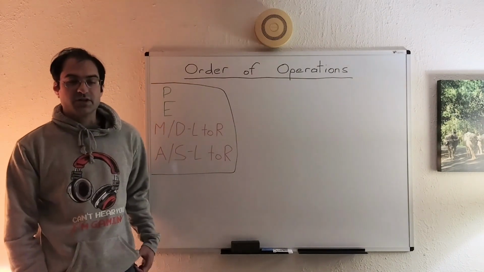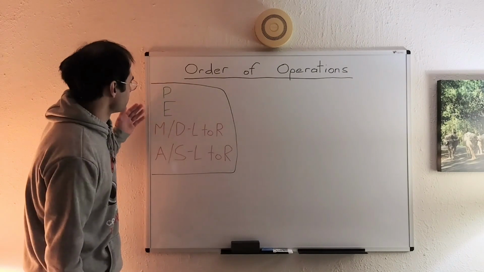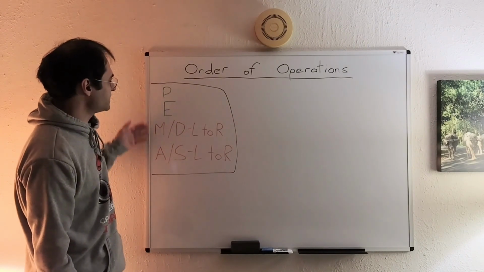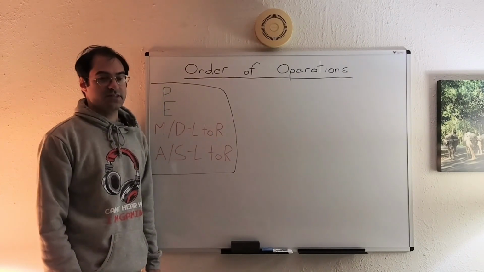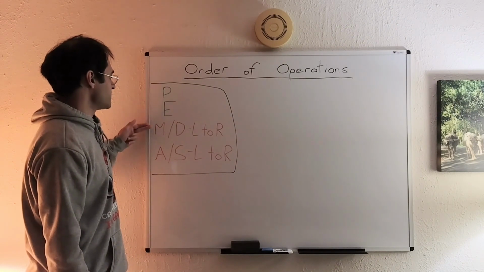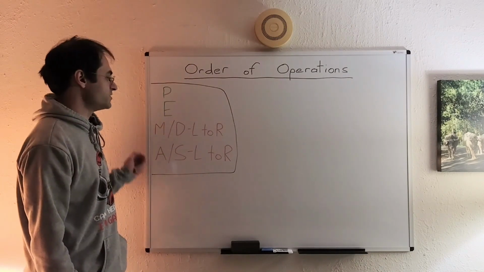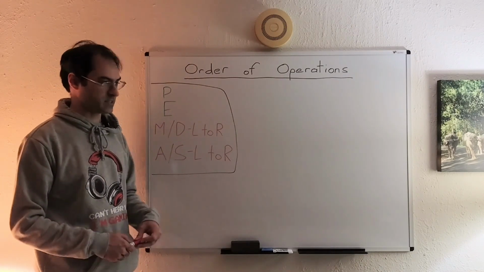So in this video, we're going to look at the order of operations. Usually we do this in the order here, PEMDAS. And all that says is that the first thing we do is the parentheses, then the exponents, then multiplication, whichever comes first left to right, then addition and subtraction, whichever comes first left to right.